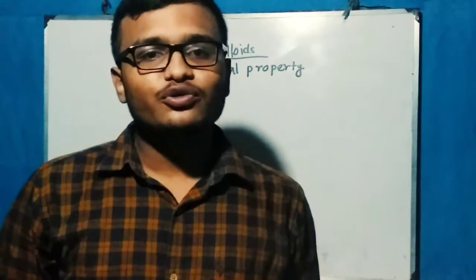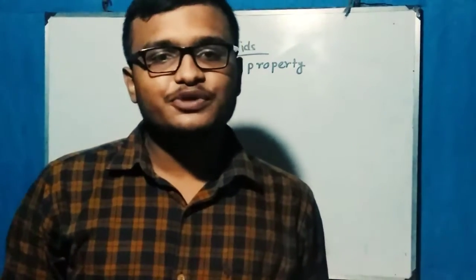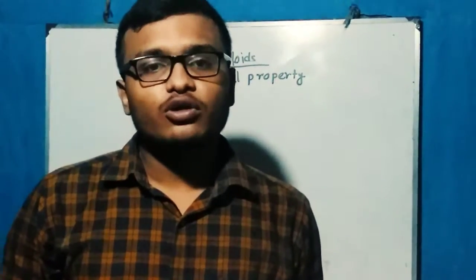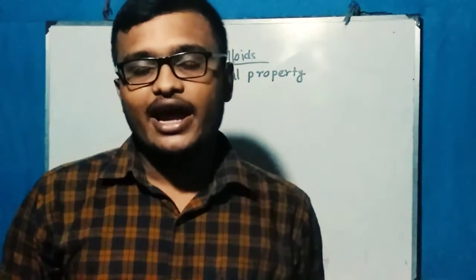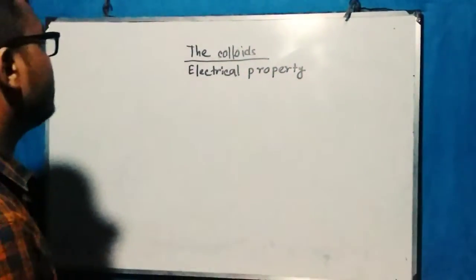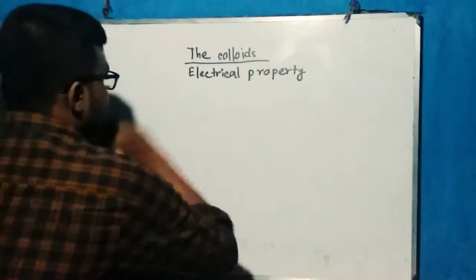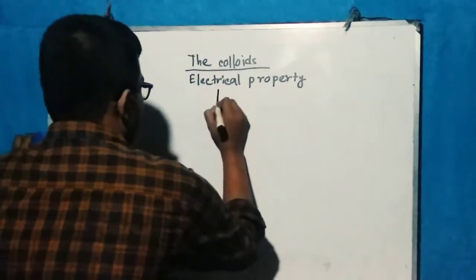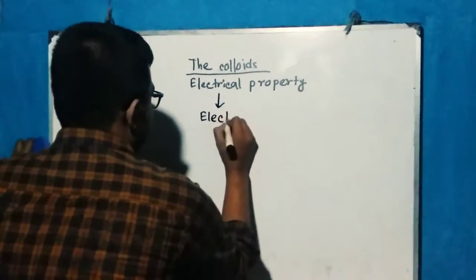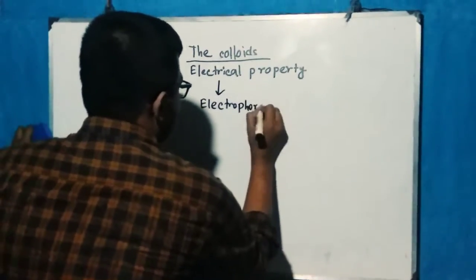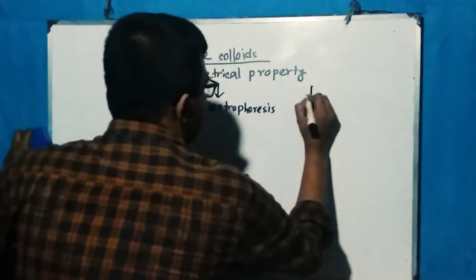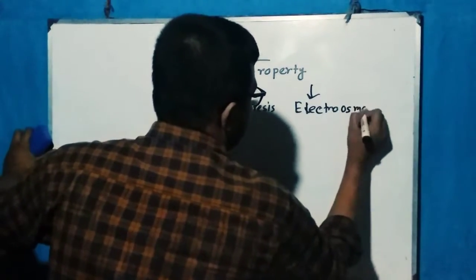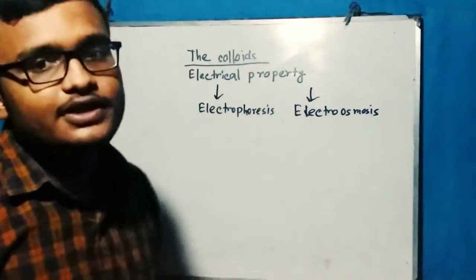In this video we are going to know about the properties of colloid. In the previous video we have known about the optical property and the kinetic property, and also we have known about the electrical property somewhat. And in this video we are going to know about the electrical property in detail. We will also know about electrophoresis as well as electro-osmosis. So let's start the class.